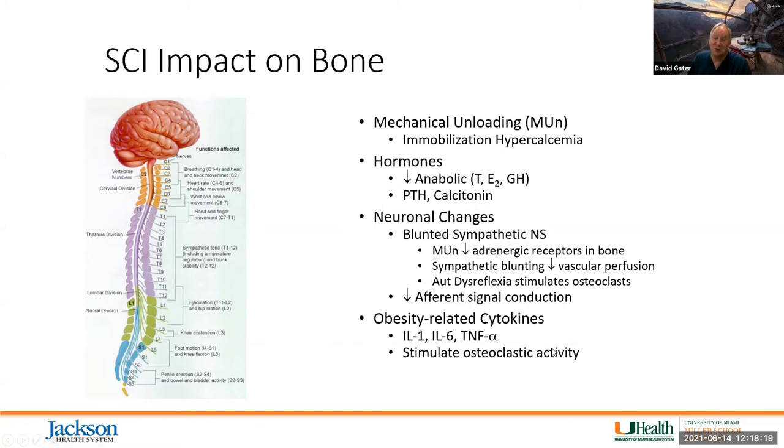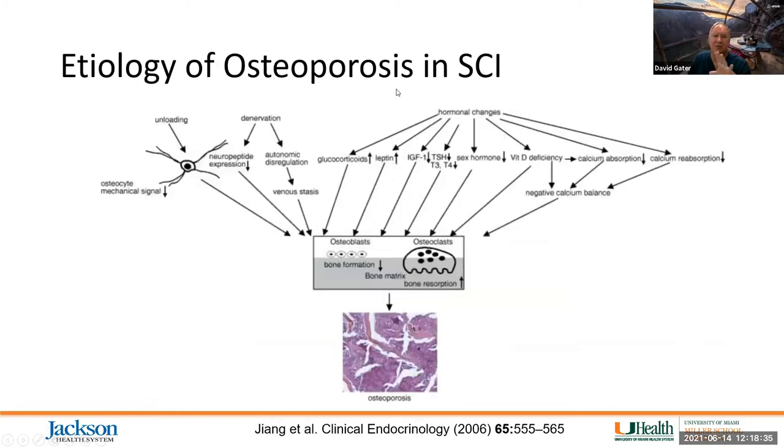However, when you stop loading the bones and they have high levels of these pro-inflammatory cytokines, you're more likely to see increased osteoclastic activity and some bone loss during that time. So there's actually a very nice demonstration of why people with spinal cord injury have osteoporosis. It includes all of the things that I've just mentioned. Jiang in Clinical Endocrinology in 2006 put this forward, and we've been following it ever since. But we realized that the bone loss after spinal cord injury is much more profound than we would see in non-spinal cord injured adults.